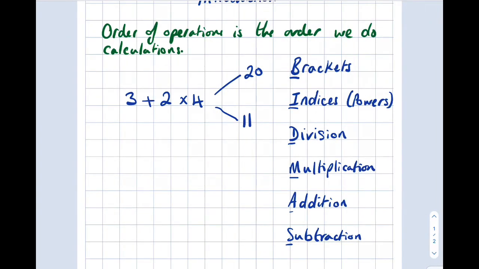So which is the correct answer in this one? So if we go back to this question again, do we have any brackets? There's no brackets. Are there any indices? No, there aren't any indices. What about division? There's no division, but there is multiplication and there is addition. Well, in this case, multiplication goes before addition. So that's the calculation you need to do first. So you do the 2 times 4 and you get 8, and then you go back and you start from the left hand side, you do 3 plus 8 and the answer is 11. So this would be the correct answer and that was the incorrect one.